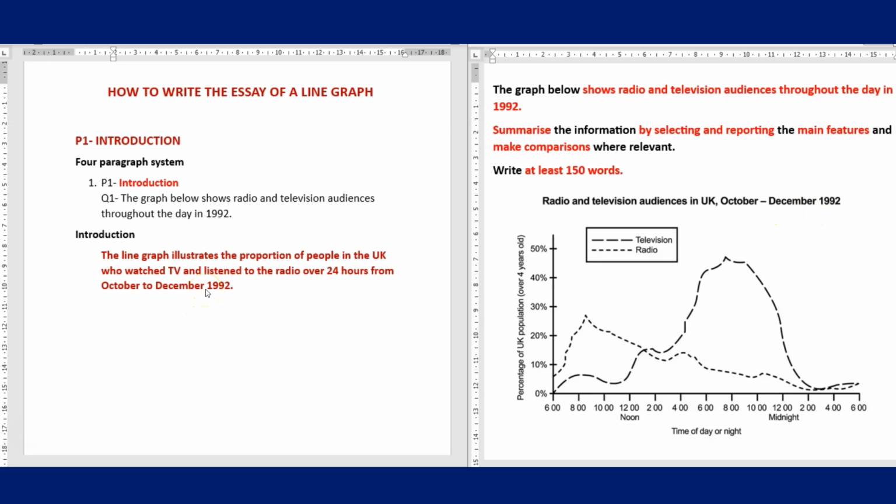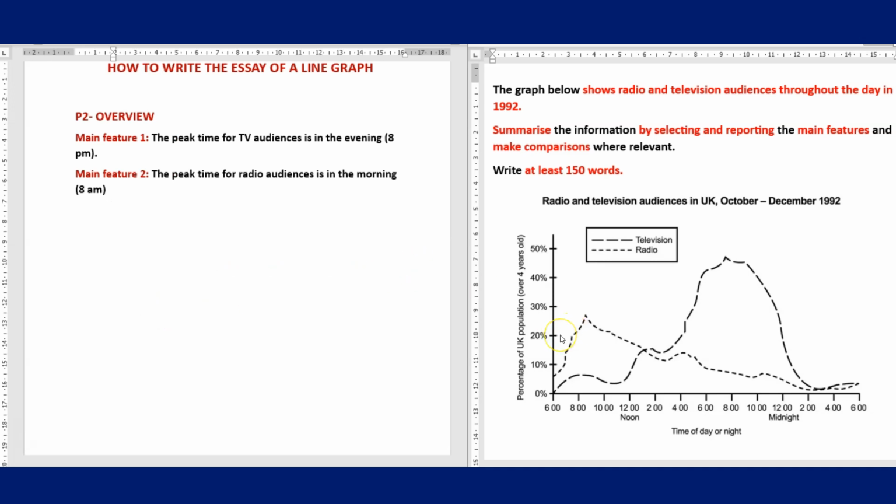So you can rephrase it in your own way. All that is needed is that you keep the idea of the question. Okay, so that's what you have to do. You can pause it and also rewrite your own introduction. Now let's move on to our next paragraph. From introduction, we move on to overview. So let's go and write the overview.